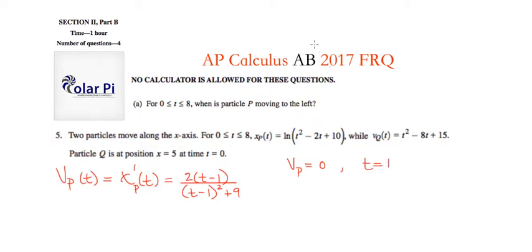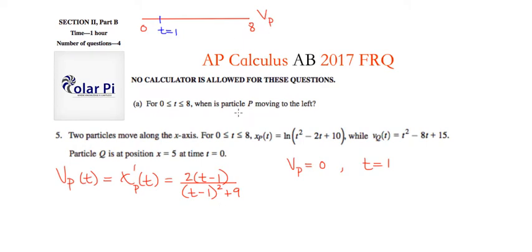If we do a number line analysis for the velocity function of particle P, then t equals 1 is an important point. The left end of our interval is 0, the right end is 8, and we mark t equals 1 as significant, specifically where the velocity of particle P is equal to 0. Let's label the number line v sub P, because we're doing analysis for the velocity function of particle P.